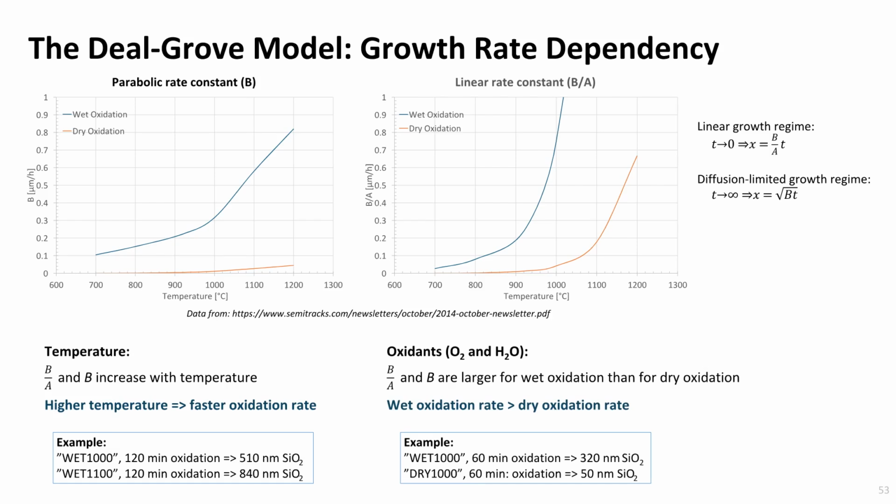Furthermore, the linear as well as the parabolic rate constant is larger for wet oxidation compared to the dry oxidation. This means that wet oxide layers grow faster than dry oxide layers. The difference is caused by the different molecule size of the oxidants used in the two processes. Water molecules form hydroxide or OH- molecules which are smaller than the oxygen molecules used in dry oxidation. They diffuse considerably faster through the existing silicon oxide.